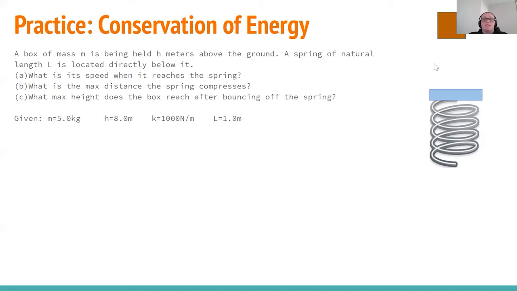The first one being, what is the speed at the moment it reaches the spring? The second one, what is the maximum distance that the spring is going to compress? And the last one being, what maximum height does the box reach after bouncing back up? So these are all going to be important questions, and we're going to use conservation of energy to solve them. We're given the values of mass, which is 5 kilograms, height 8 meters, spring constant K is 1,000 Newton meters, and the length of the spring, uncompressed, unstretched, is 1 meter.